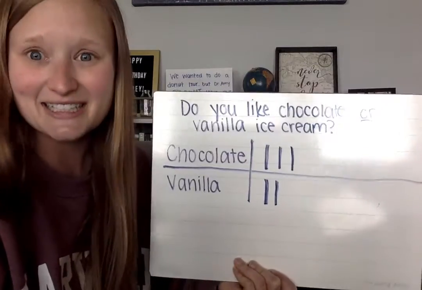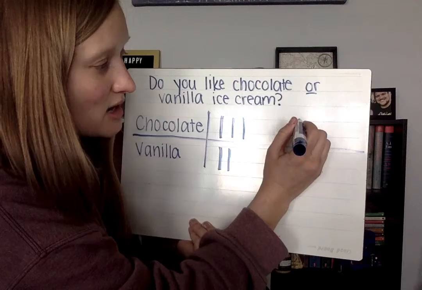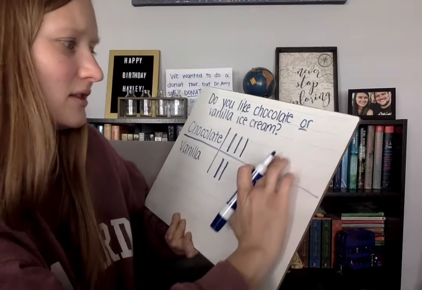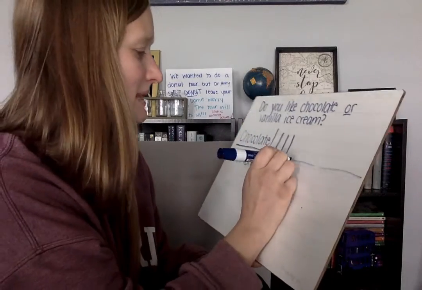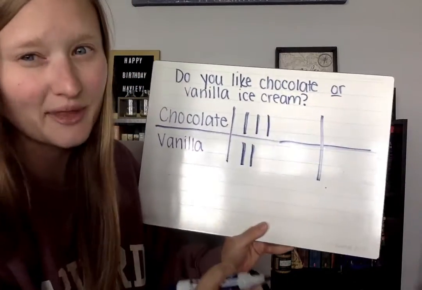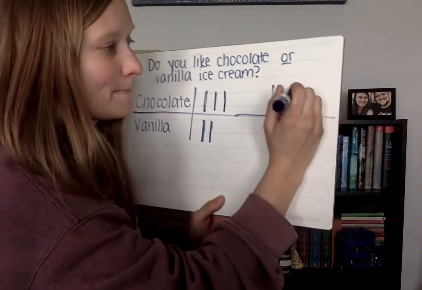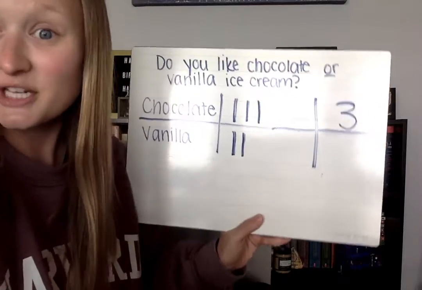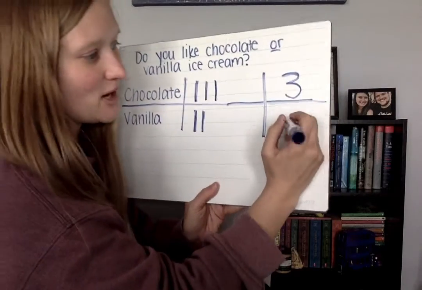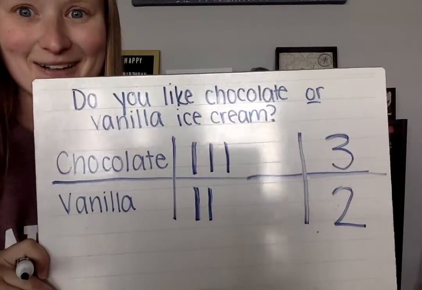All right, so once you've collected your data, I have asked 5 people. I am going to make another column on my chart, and then I want to write the number to match. Sorry, it looks straight when I do it. Then I want to write the number to match my tallies, so I don't have to go and actually count them. So for chocolate, I had 1, 2, 3 people who responded chocolate. For vanilla, I had 2 people respond, vanilla. So I wrote the numeral to match my data.